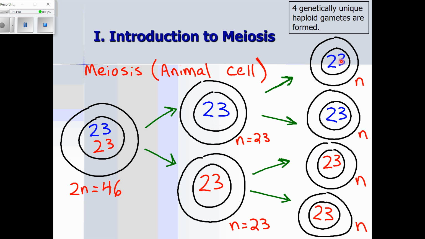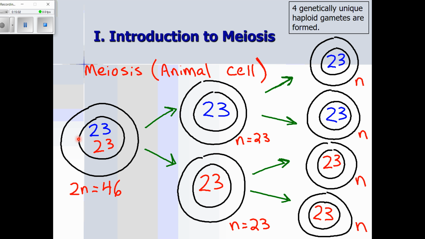And notice this time the number of chromosomes does not change. That reduction division only occurs in the first half of meiosis. So we end up with 4 cells, each of which has one set of chromosomes. So these are 4 haploid cells. And every single one of them is genetically unique. Even these two do not have exactly the same genes. In fact, all 4 of them have different genes than each other, and they are all genetically different from the original cell.